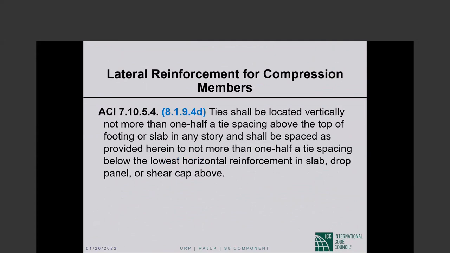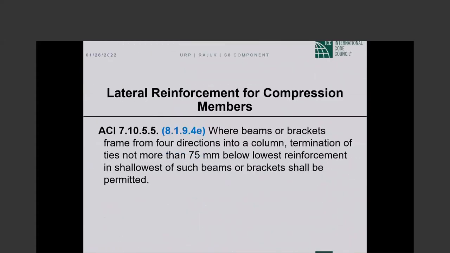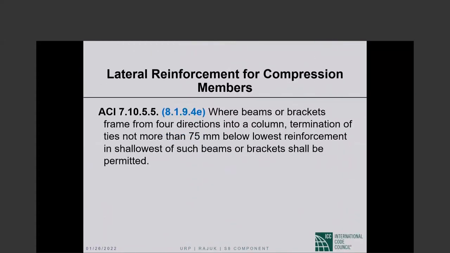Ties shall be located vertically not more than 1/2 a tie spacing above the top of footing or slab in any story, and shall be spaced as provided herein to not more than 1/2 a tie spacing below the lowest horizontal reinforcement in slab, drop panel, etc. This is totally understandable. So you start at half a tie spacing and you end half a tie spacing short of the bottom reinforcement in the beam or the slab.